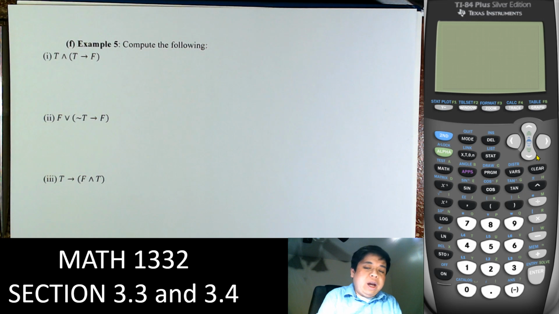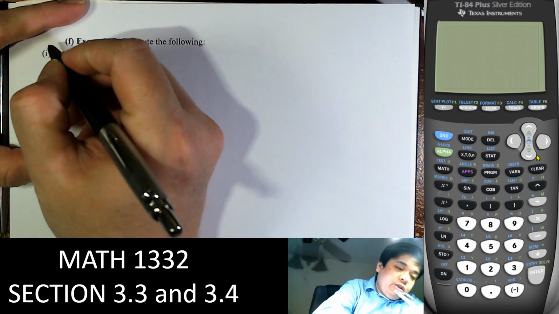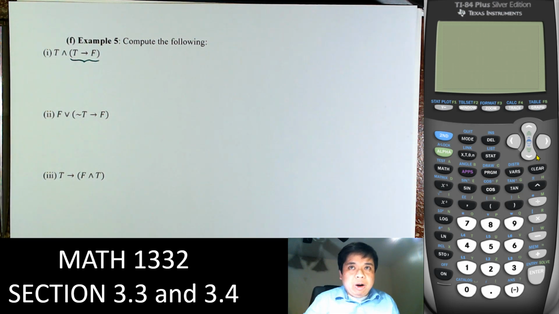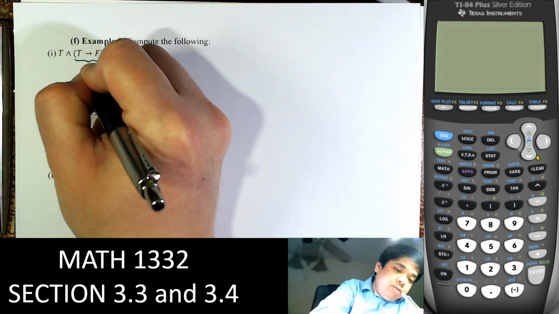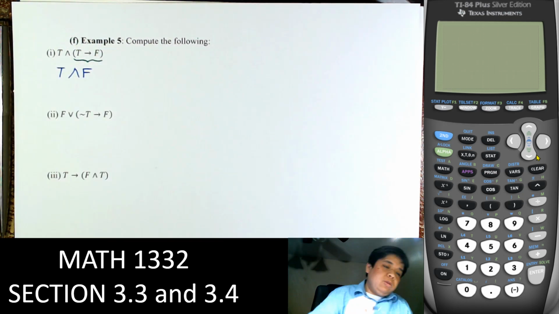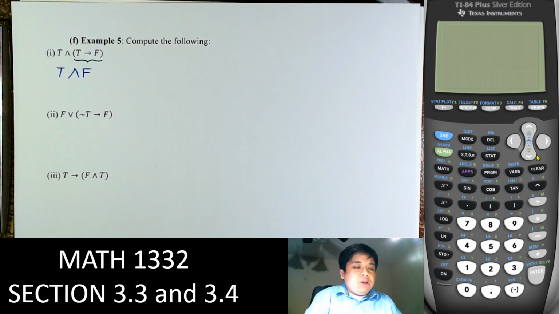True and false. So when we look at this, the first thing we do is, because inside the parentheses, true implies false. Well, that's going to be false. Right, so true implies false. That is false. Implication is false if we have a true implies false. That is the only case for the conditional that is false.